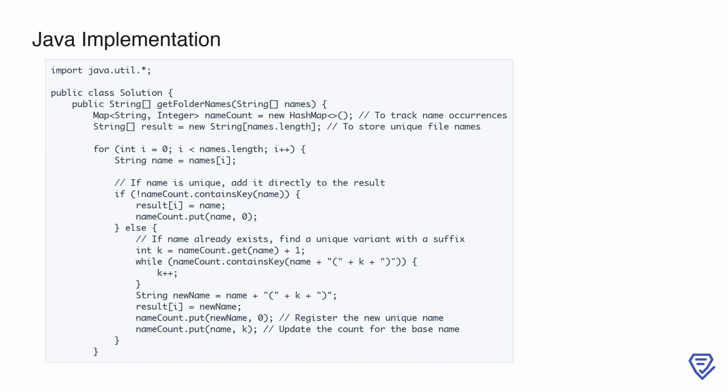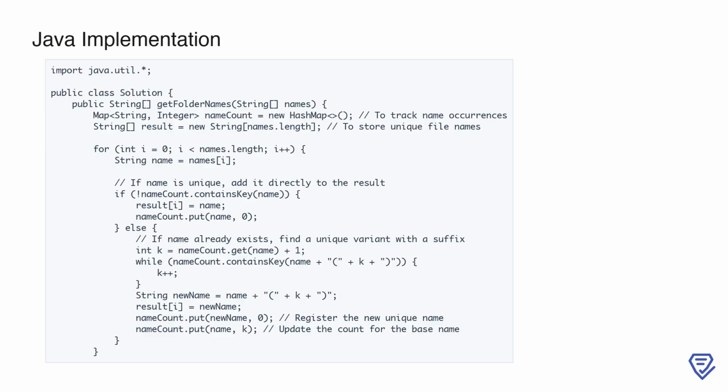For each file name in the array, we first check if it is already unique by seeing if it exists in the nameCount map. If it doesn't, we can directly assign it to the result array at the current index and add it to the map with an initial count of 0, indicating no suffix has been added yet. However, if the name already exists in the map, we need to generate a new name by appending a numeric suffix enclosed in parentheses. To find the correct suffix, we start with the next available number and keep incrementing it until we arrive at a name that is not already in the map.